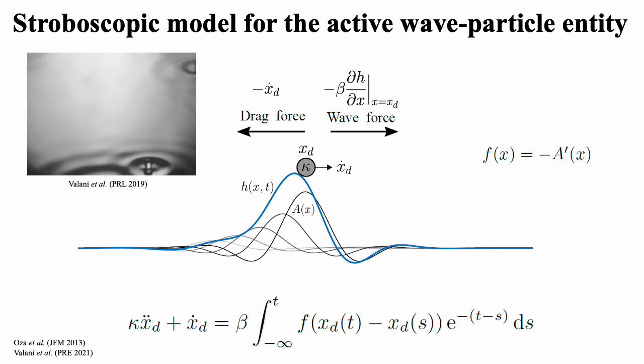The only difference is that the video is strobed at the bouncing frequency. So there is only one image of the droplet per bounce, and hence you don't see the bouncing motion and you only see the horizontal walking motion. So the model does exactly that.